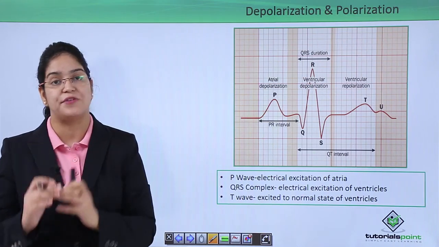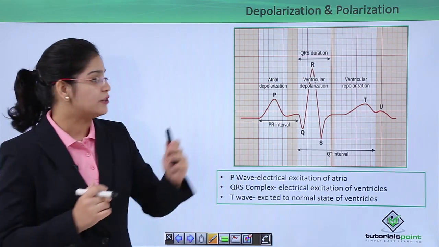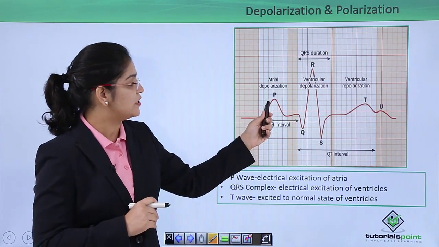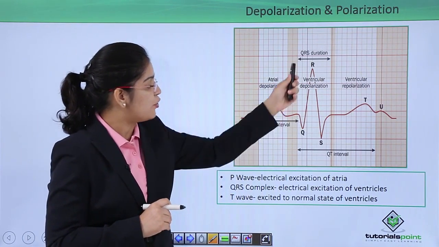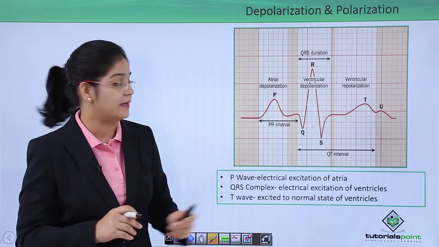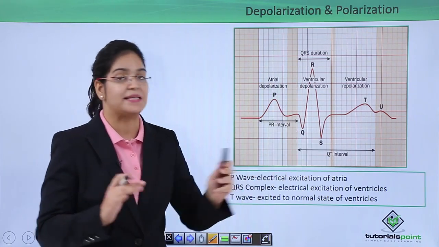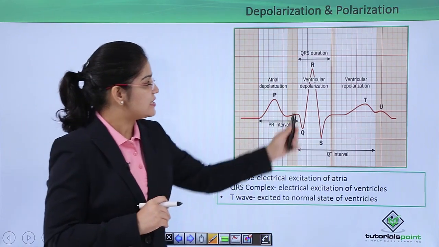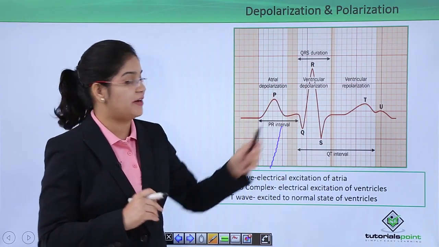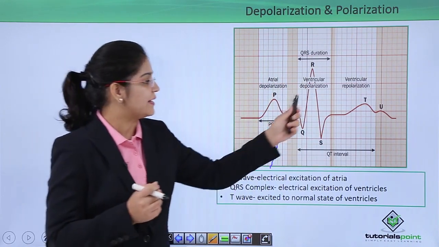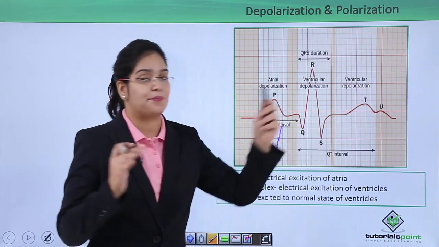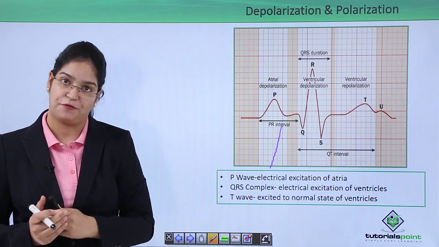We know just after atrial contraction what occurs? The contraction in the ventricle occurs. So, just after the atrial contraction, the contraction of the ventricle occurs. QRS complex is showing the contraction in the ventricle. Just after the contraction of the ventricle, what happens? The relaxation phase of the ventricle occurs. So, T is representing the relaxation phase.